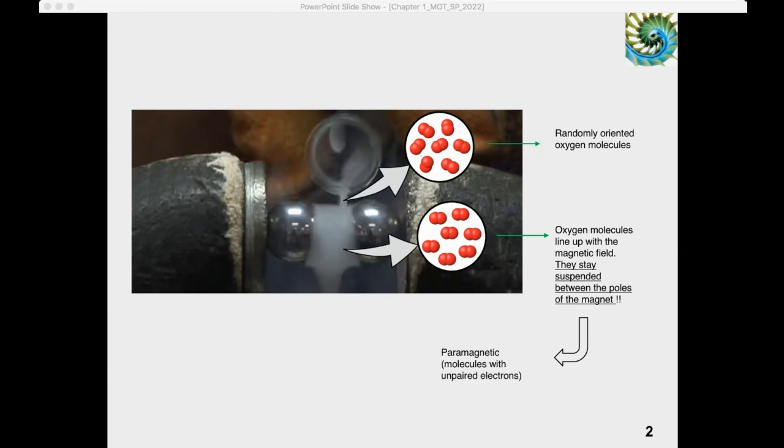And actually, the liquid oxygen stays suspended in the air, which is pretty fascinating, and proves that oxygen in reality is a paramagnetic substance. If you do the same experiment with nitrogen, nitrogen is diamagnetic. It doesn't stay suspended. It just flows through.